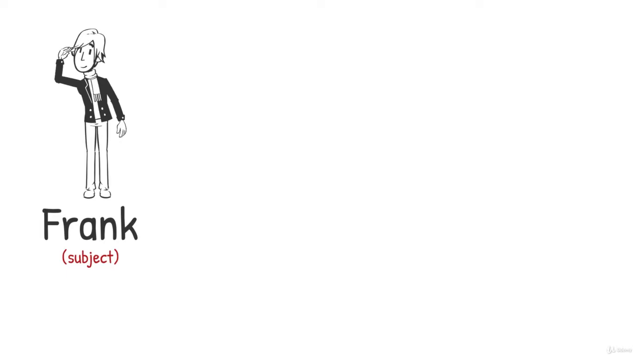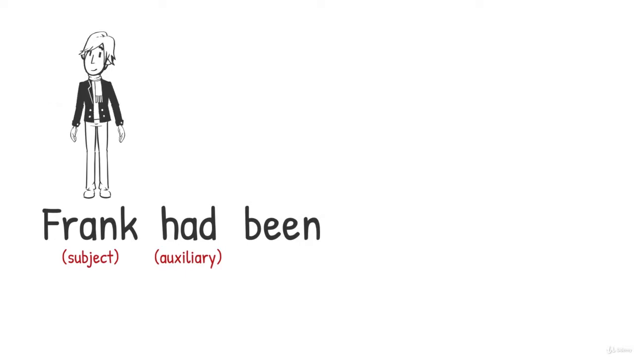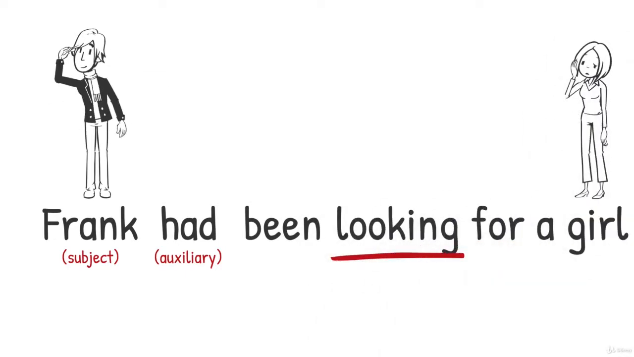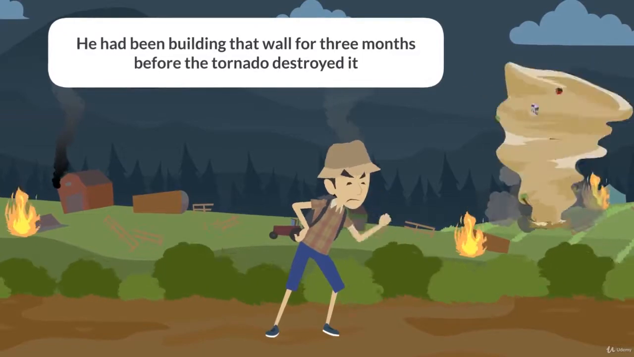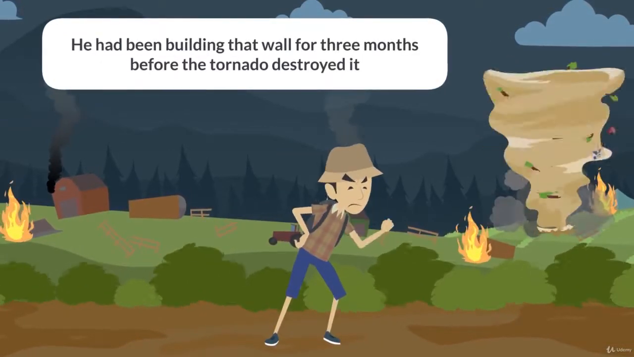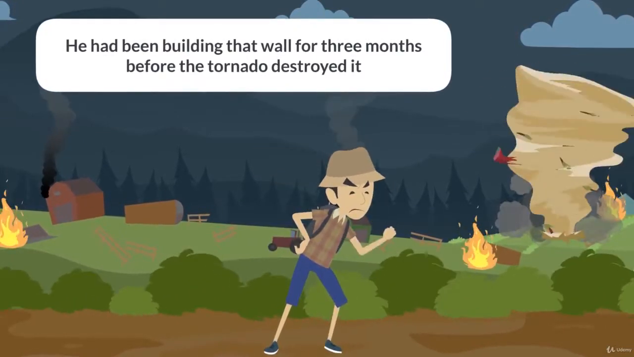After the subject, we have our auxiliary verb had, followed by been, followed by a verb with ing ending. For example, he had been building that wall for 3 months before the tornado destroyed it.